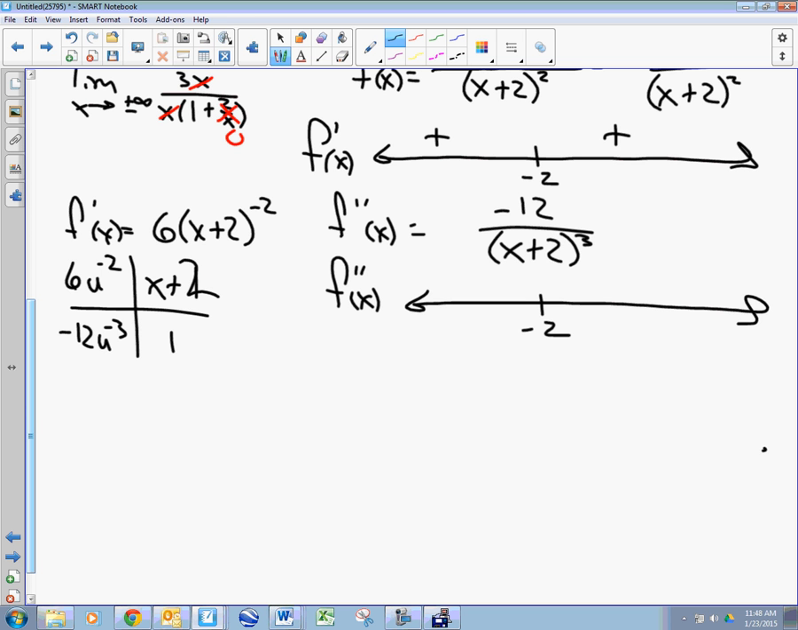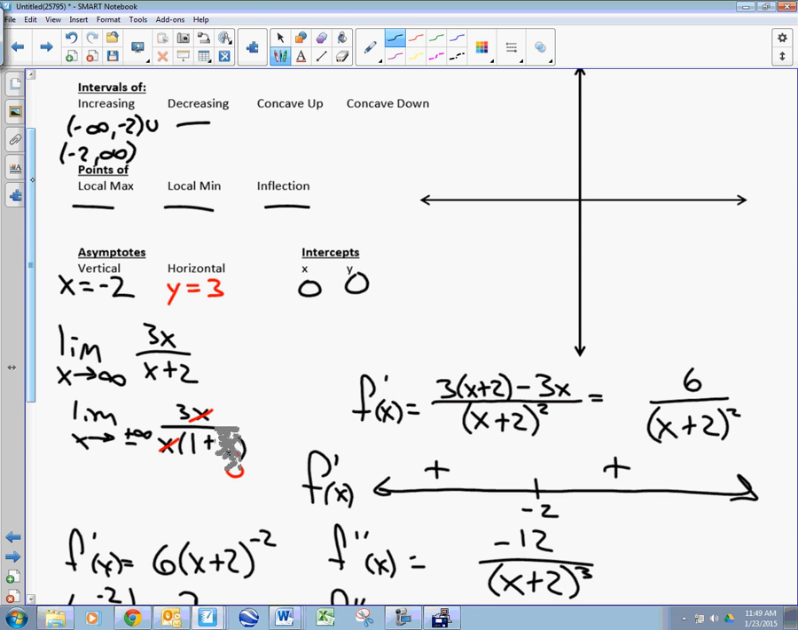Let's look at the concavity. Let's test negative 3. Negative 3 plus 2 is negative 1, to the third is negative 1. Negative divided by negative is positive. Let's plug in 0. 0 plus 2, positive, cubed, positive. Negative divided by positive is negative. So therefore, I am concave up where? And I'm concave down from.